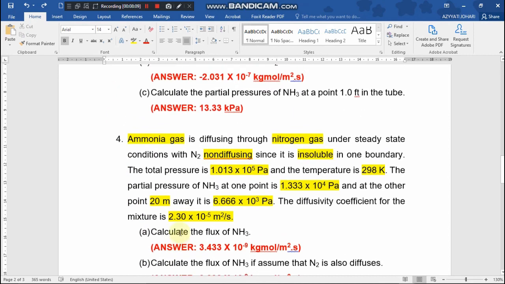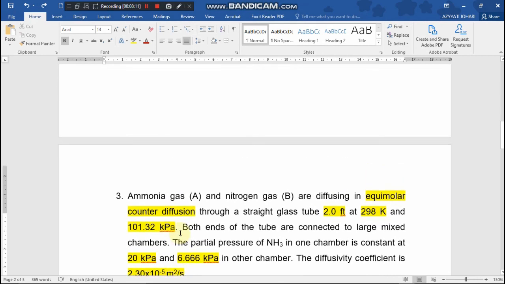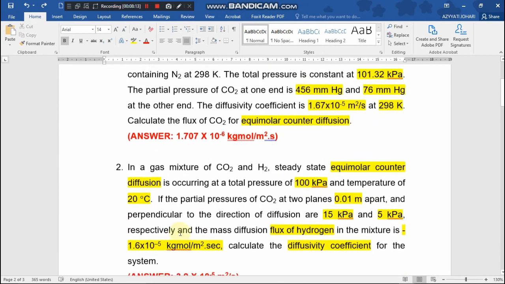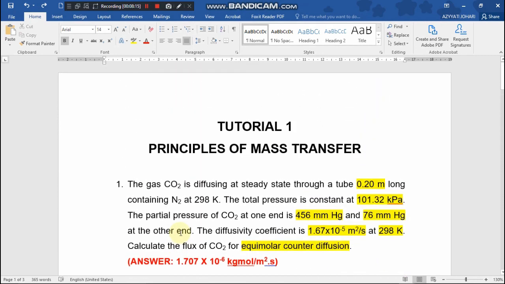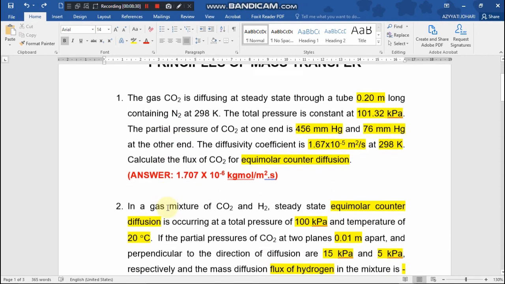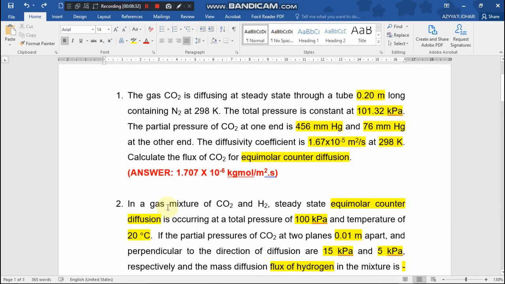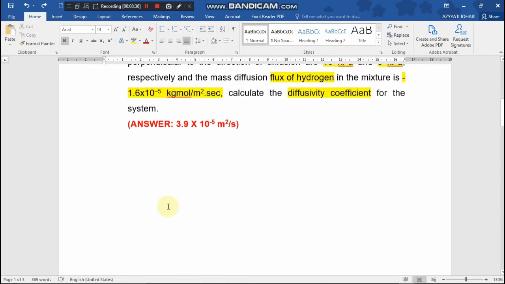So altogether, I have already given you an idea on how to solve all of the questions in tutorial chapter 1, principles of mass transfer. If you have any difficulties doing these questions, you may ask me personally through WhatsApp, or ask in the WhatsApp group. Okay, and I think it's a very straightforward question, and hopefully you can get the final answer correctly.